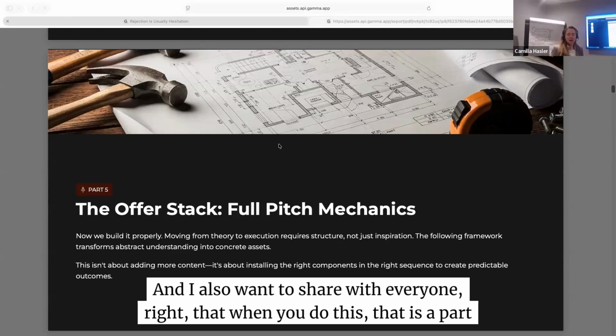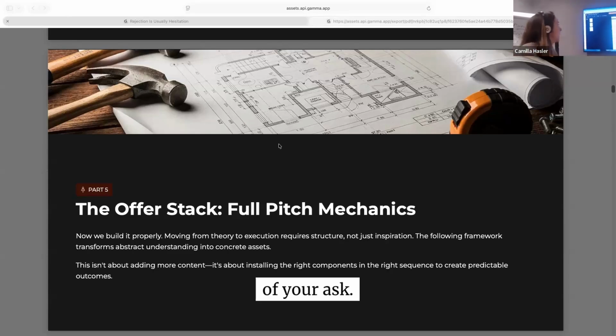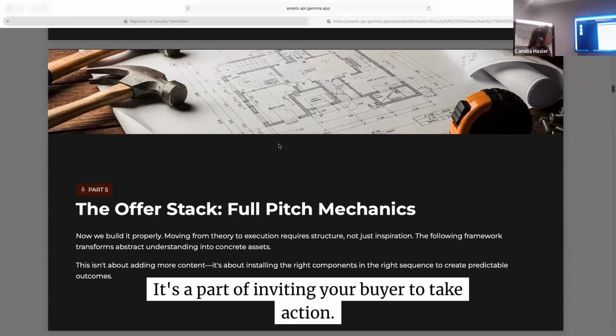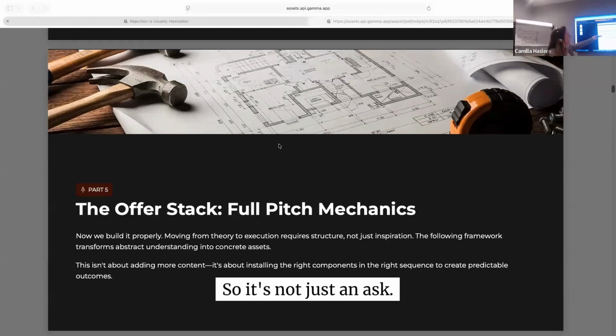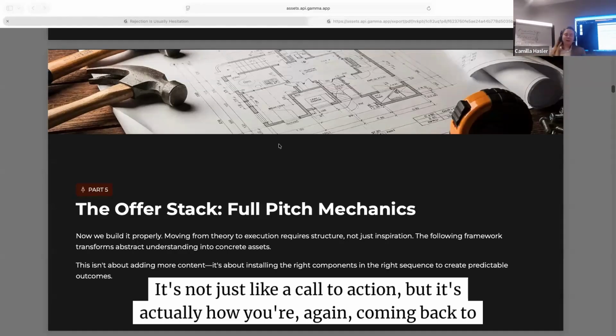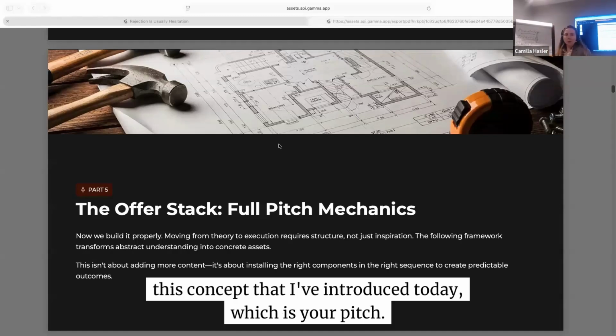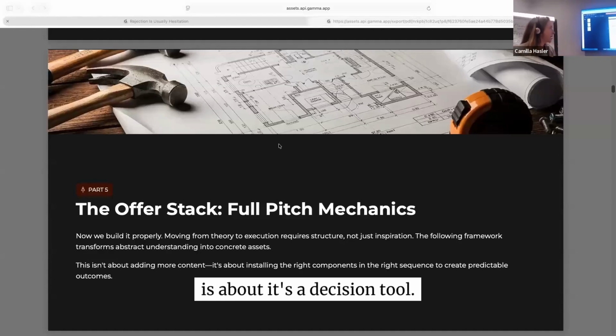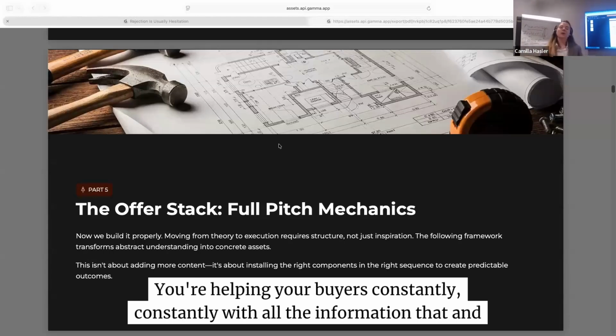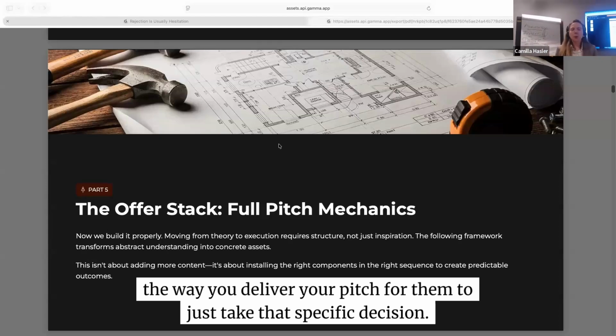I also want to share with everyone that when you do this, it is part of your ask. It's part of inviting your buyer to take action. So it's not just an ask or a call to action. It's coming back to the concept I've introduced today, which is that your pitch is a decision tool. You're helping your buyers constantly, with all the information and the way you deliver your pitch, to take that specific decision.